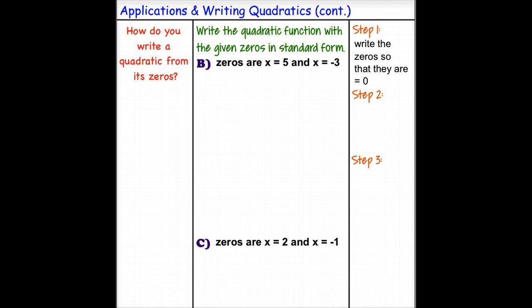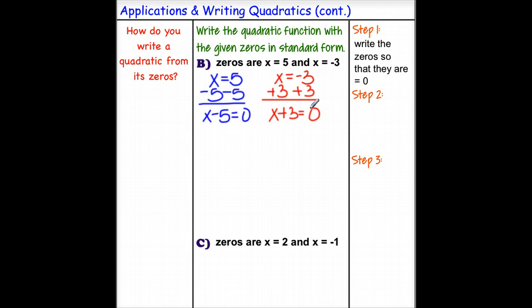In our case here, our first one, x equals 5, if I want to get 0, but I want to keep my x positive, I'm going to subtract 5 from both sides. That gives me x minus 5 equal to 0. Likewise, with my x equals negative 3, to keep x positive and get the other side equal to 0, I'm going to add 3 to both sides, giving me x plus 3 equal to 0.